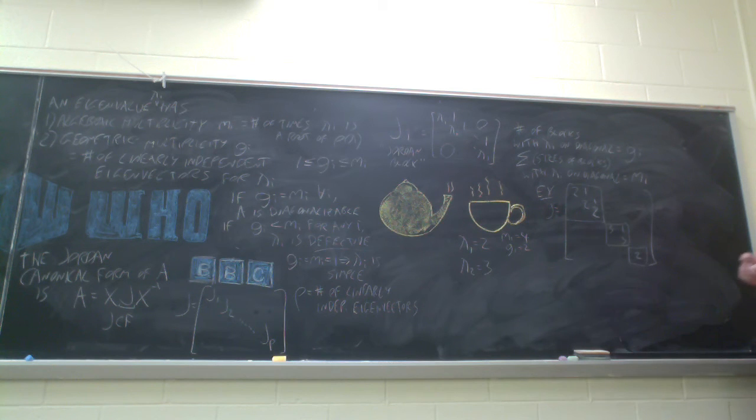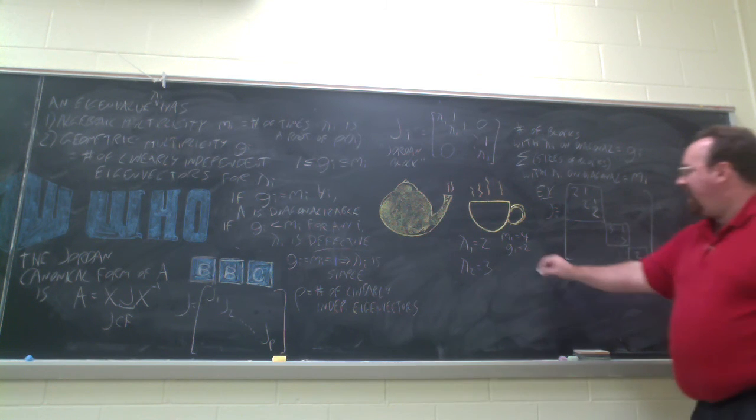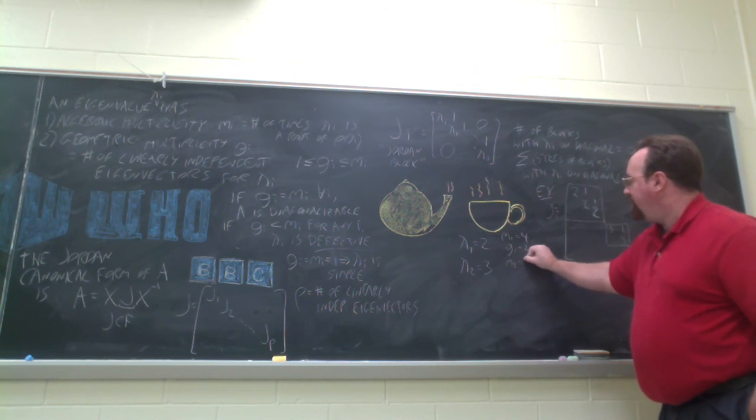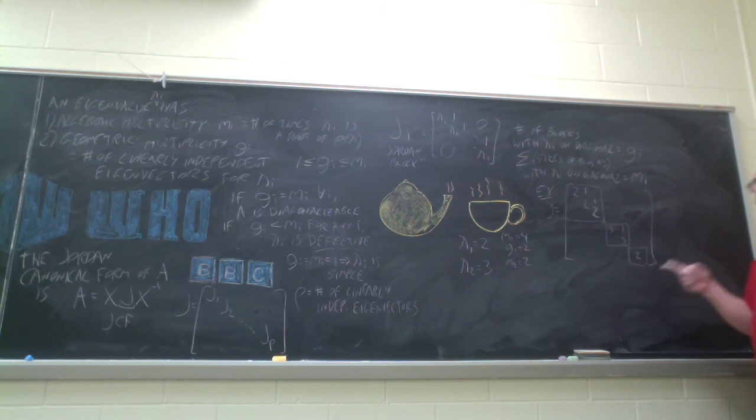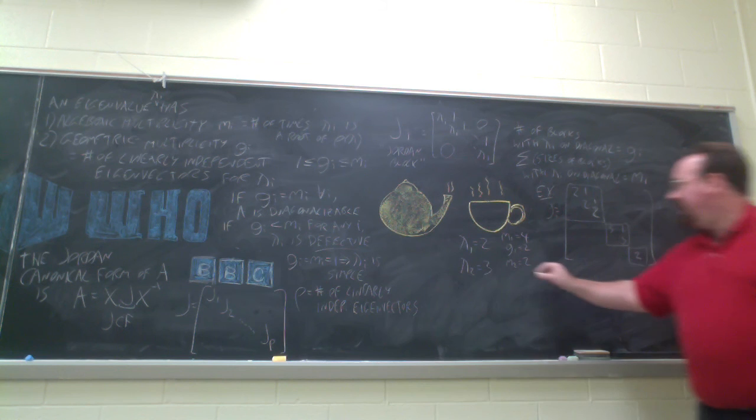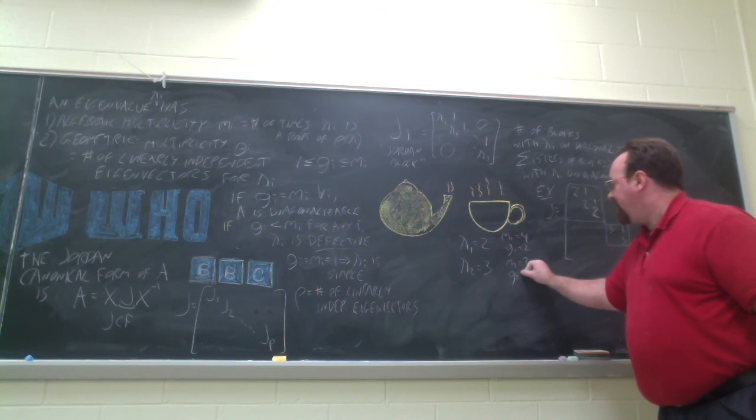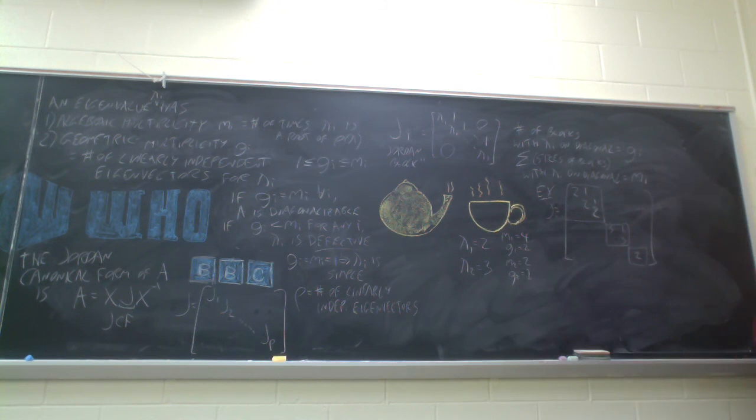On the other hand, for the eigenvalue 3, I have an algebraic multiplicity of 2, because I have one 2 by 2 block. But because I only have one block, the geometric multiplicity of 3 is 1. So I have a 6 by 6 matrix here, but I only have 3 linearly independent eigenvectors. So this is totally not diagonalizable.